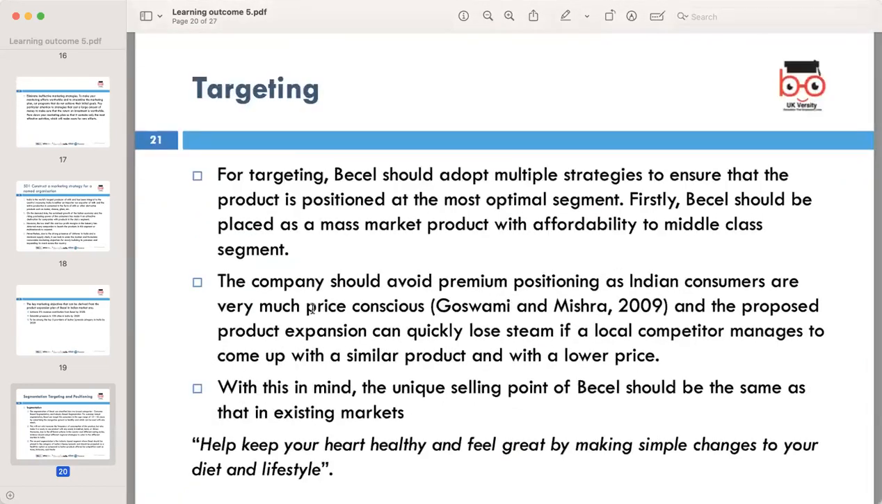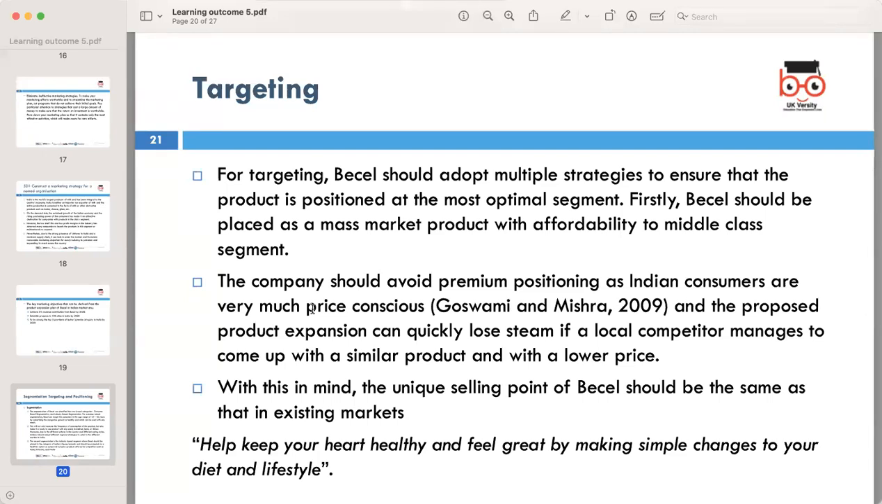Then we'll come to the targeting. Our targeting strategy involves multiple approaches to ensure optimal positioning. Initially, we position Becel as a mass market product with affordability for the middle class segments. So we refrain from premium pricing since Indian consumers are highly price conscious and local competitors could quickly gain an edge with lower priced alternatives.